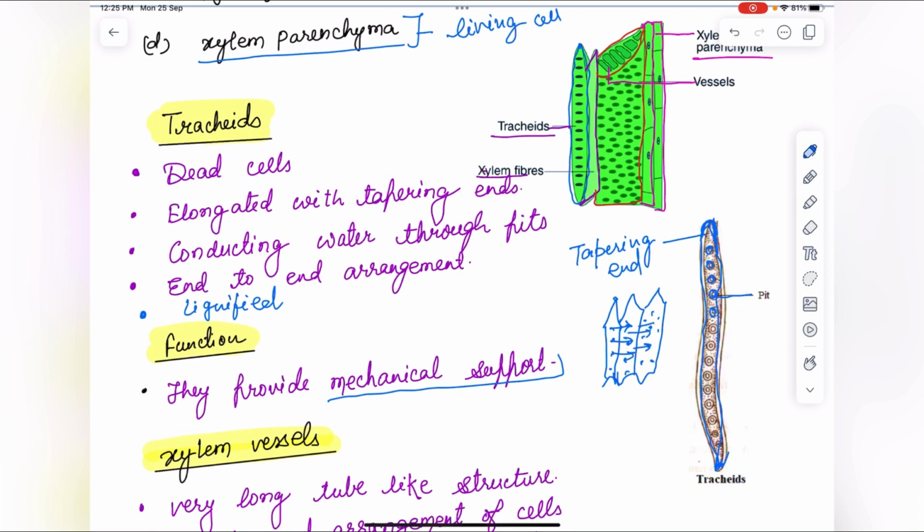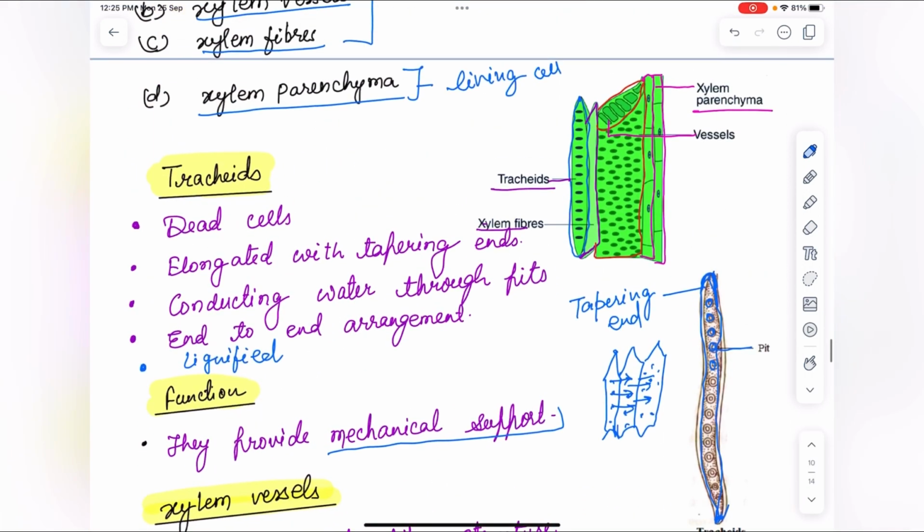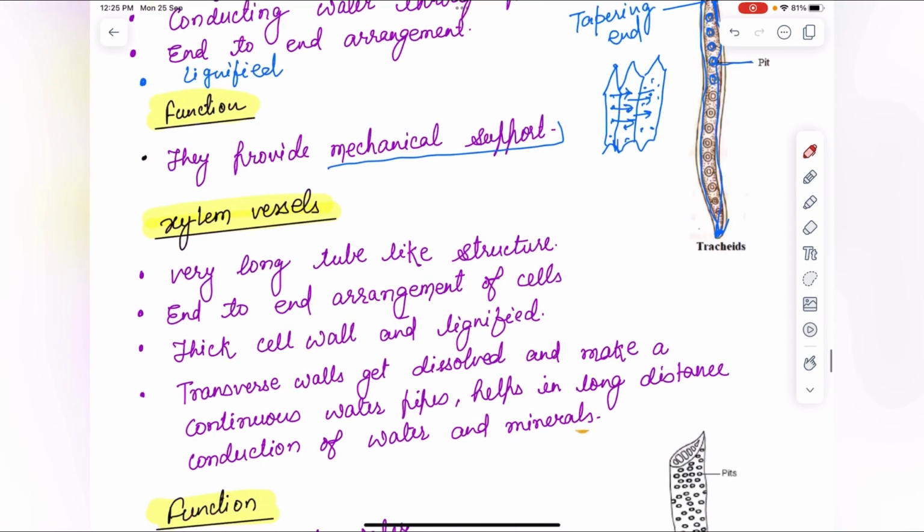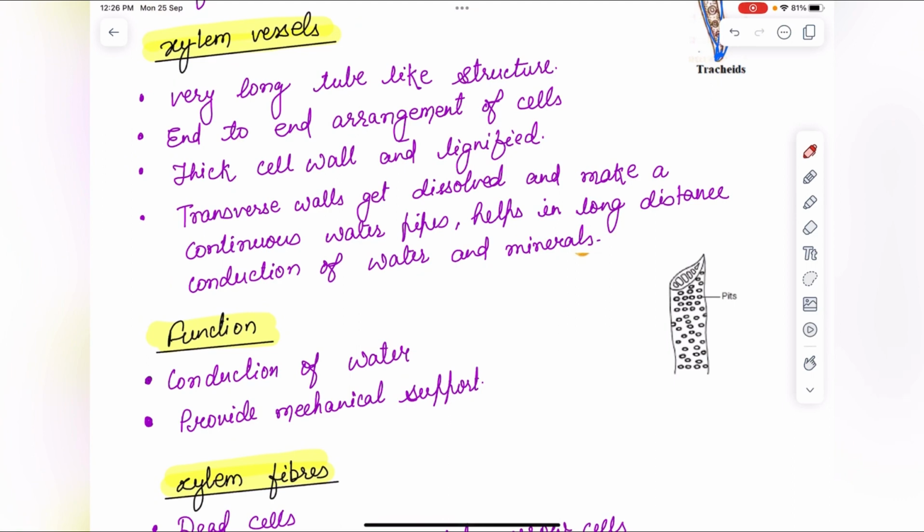Next is xylem vessels. See, this is vessels. Here, this is a xylem vessel. They are long, tube-like structures, with an end-to-end arrangement of cells.